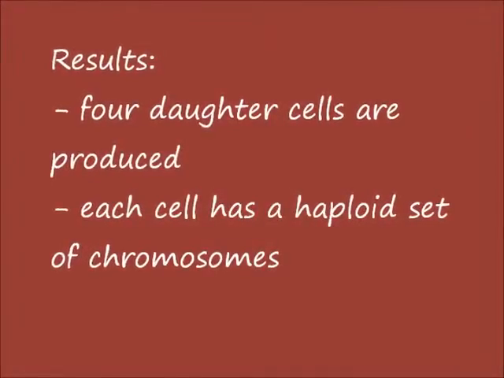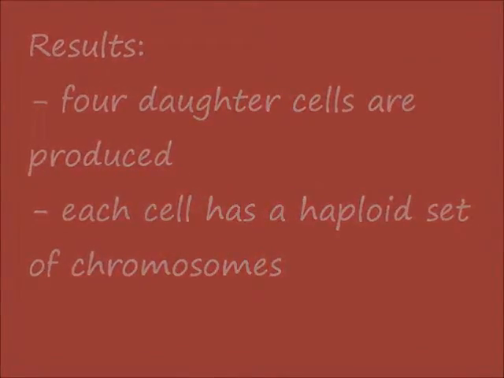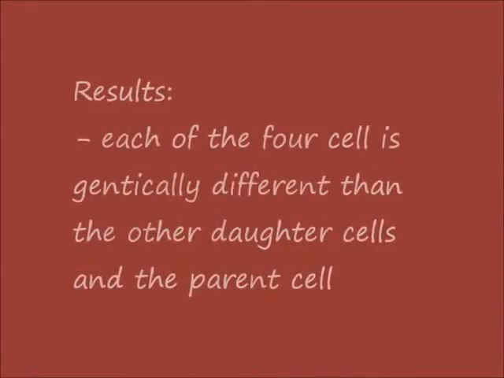So what are the results of meiosis? Four daughter cells are produced and each has a haploid set of chromosomes. All four cells are genetically different from each other and the parent cell.